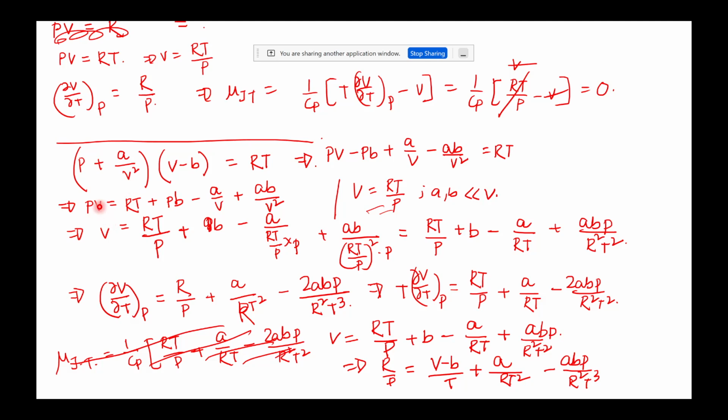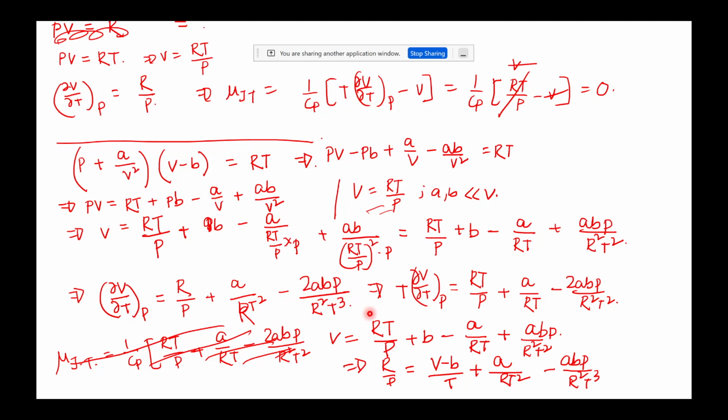Because the Van der Waals equation for a real gas is like this. After expanding, we can get this, and then rearranging for V, we get V equal to RT by P plus b minus a by RT plus abP by R square T square. Then after taking the differentiation with respect to T at constant P, we get R by P plus a by RT square minus 2abP by R square T cube.